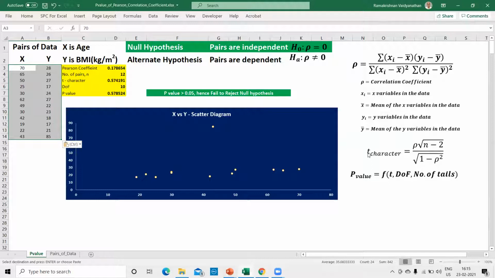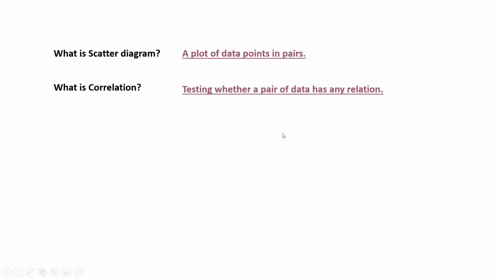Once we have the T characteristic and the degree of freedom, where the degree of freedom is the number of pairs minus 2, and since it is a two-tailed test, we can find out the p-value. Once the p-value is known, we can find out what it means.